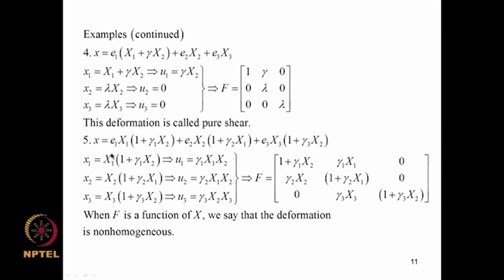Now, here I have a displacement field where there are nonlinear terms, X1 into X2 and so on. So, u1 will be γ1 X1 X2, u2 is γ2 X1 X2 and u3 is γ3 X2 X3, from which I get F to be this, which is a function of X1, X2, X3 now, and such deformations are called non-homogeneous. So, they are simple illustrations.